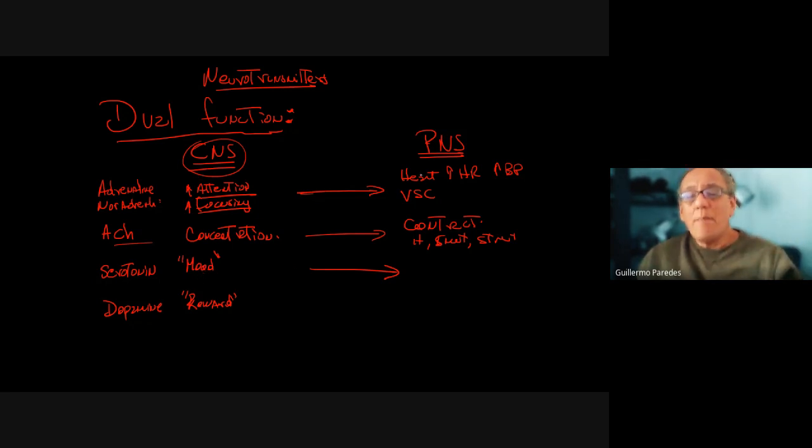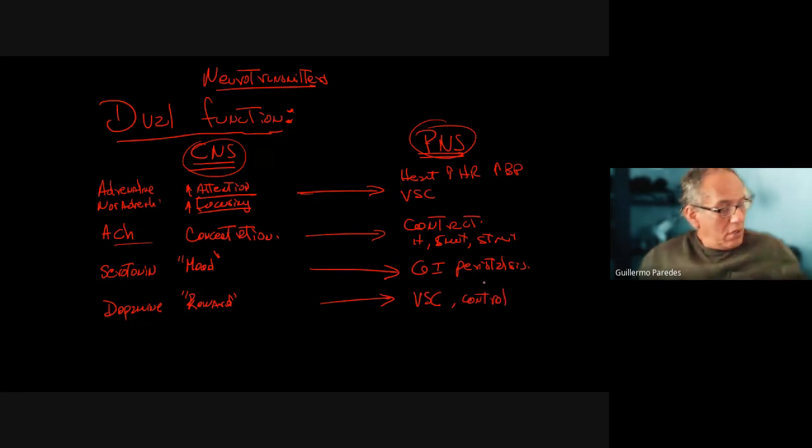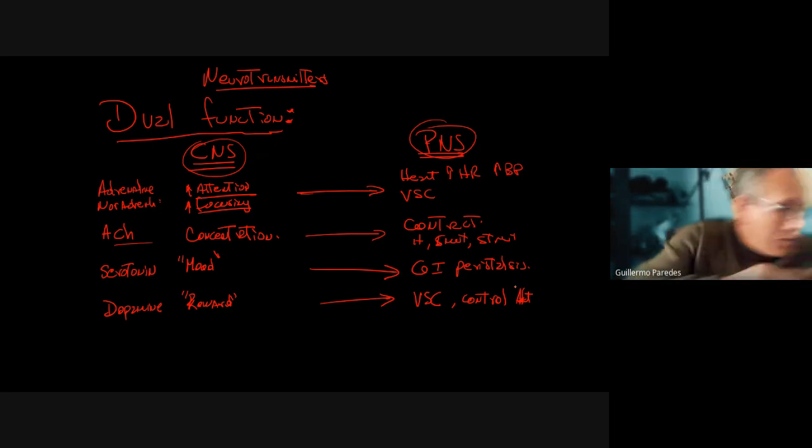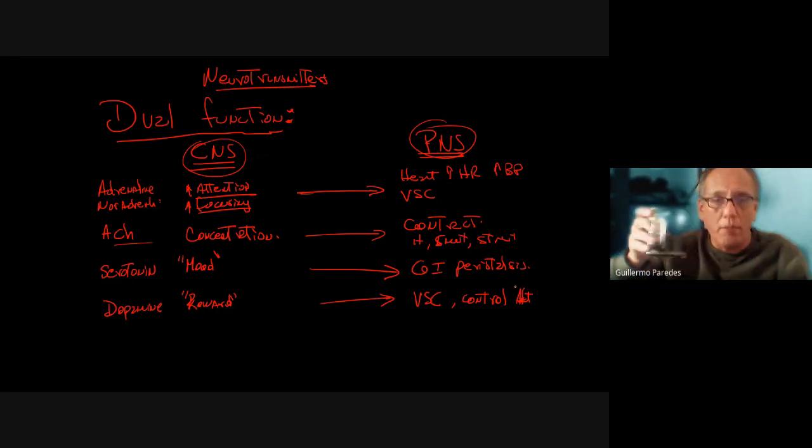But now in the peripheral nervous system, what is it going to do? Gastrointestinal peristalsis. How different is that, right? So that depends on where it is going to act, whether in the central or peripheral nervous system. And dopamine is going to basically produce vasoconstriction. It can control the activity of your muscles. So for example, I have good dopamine. I take my coffee. This is my coffee. I have good dopamine.